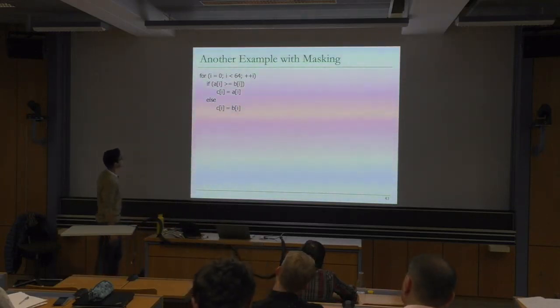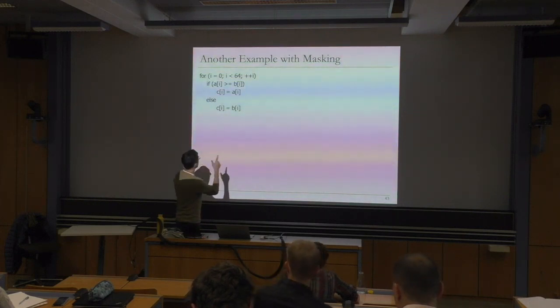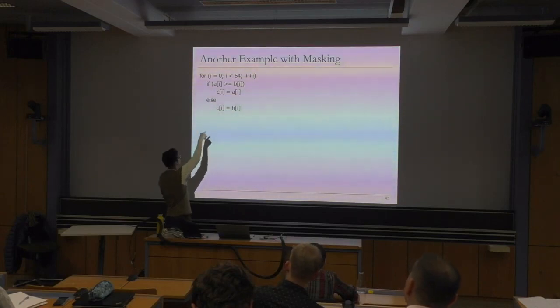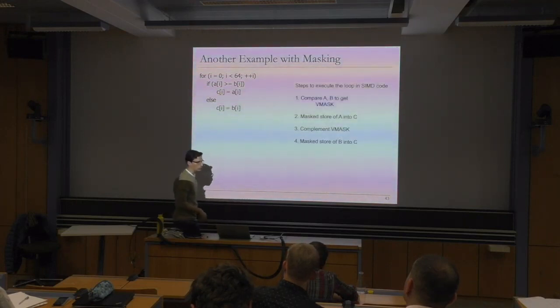Another example with masking. You have a different example here. If A[i] is greater or equal than B[i], then you write A into C. If not, you write B into C. So how would we program this?